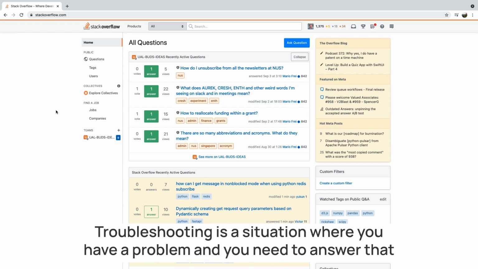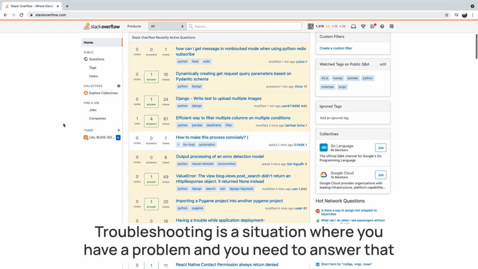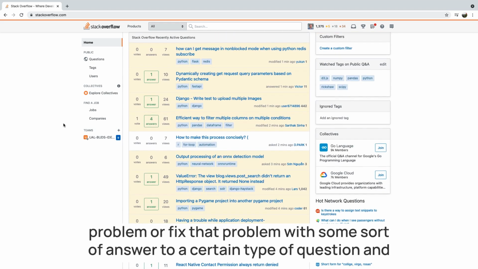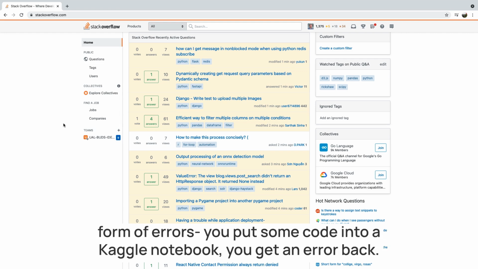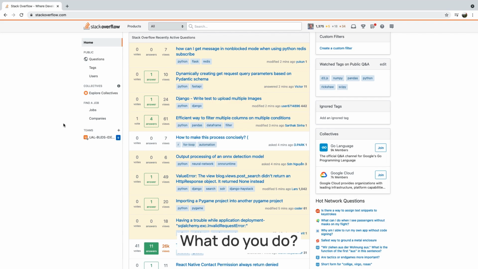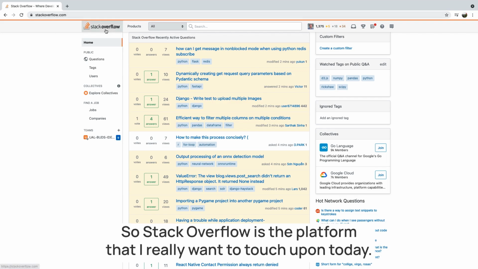Troubleshooting is a situation where you have a problem and you need to answer that problem or fix that problem with some sort of answer to a certain type of question. And in the context of programming, especially when you get started, this is usually in the form of errors. You put some code into a Kaggle notebook, you get an error back. What do you do? So Stack Overflow is the platform that I really want to touch upon today.